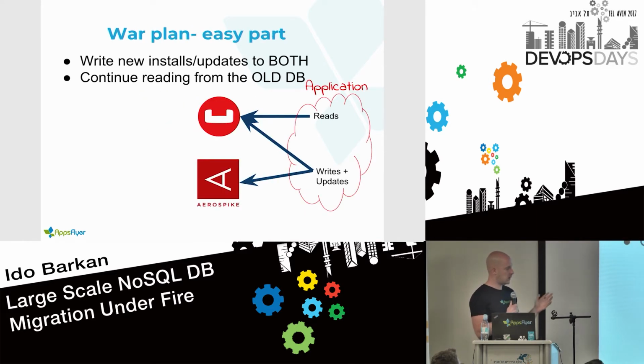Okay. Now I'll start explaining the concept of what we've done and what worked for us. The basic idea here is to use the application itself, the application code, to migrate your data between the old database and the new database. So the first step is very easy. First step, just duplicate your writes and your updates to the new database.